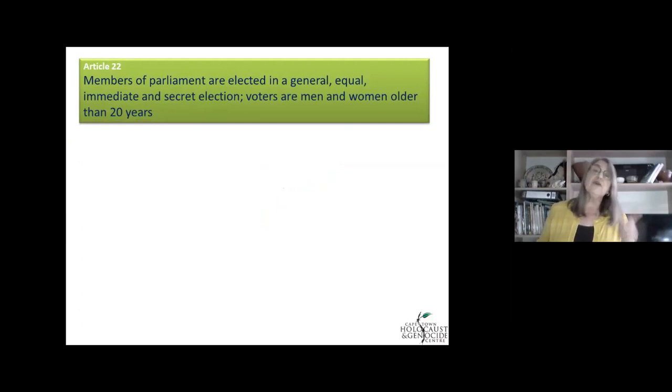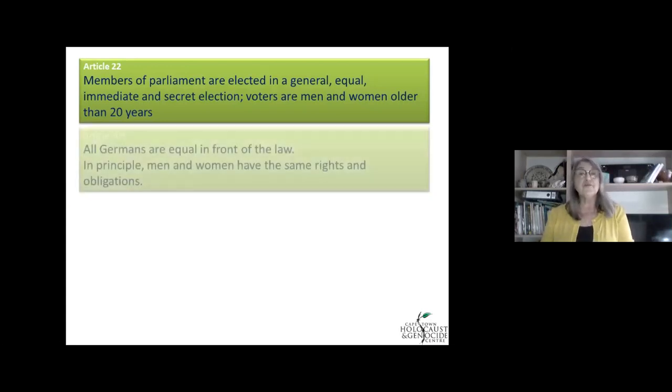I want you to think about why votes should be secret. Why should voters not share who they're voting for with other people? Also that the voters are men and women older than 20 years, similar to us, except we vote at the age of 18. But what's really interesting, grade 9, is that women were allowed to vote. And this was really unheard of 101 years ago.